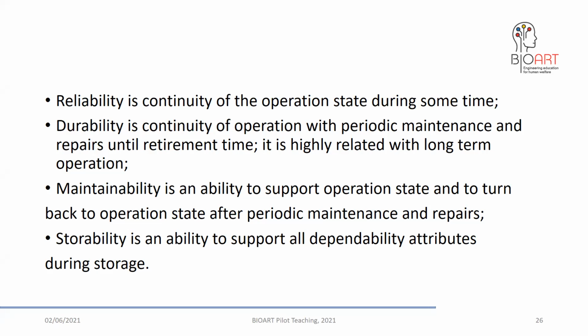From the other side, how we can look at these attributes. Reliability is continuity of the operation state during some time. Durability is continuity of operations with periodic maintenance and repairs until retirement time. And maintainability is an ability to support operation state to turn back to operation state after periodic maintenance and repairs.